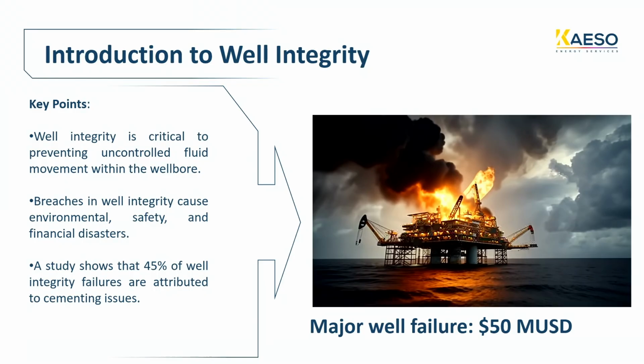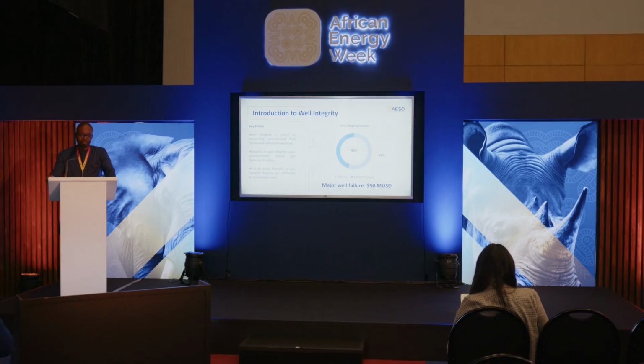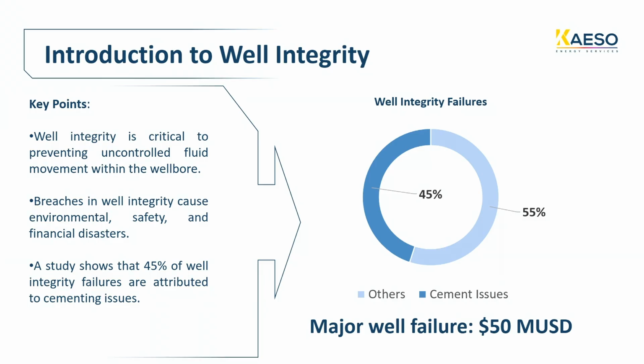A well failure, on average, can cost 50 million per well. So we're talking about big numbers here. We also know that in the well integrity area, cement problems account for 45% of well integrity failures. So 45% of well integrity failures are due to cement issues.